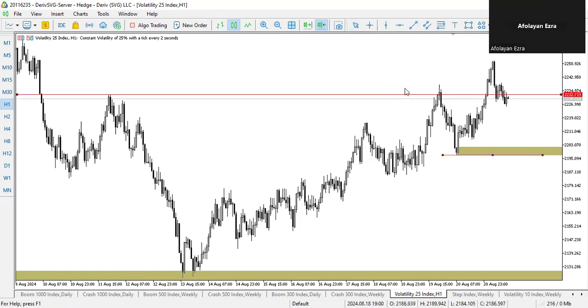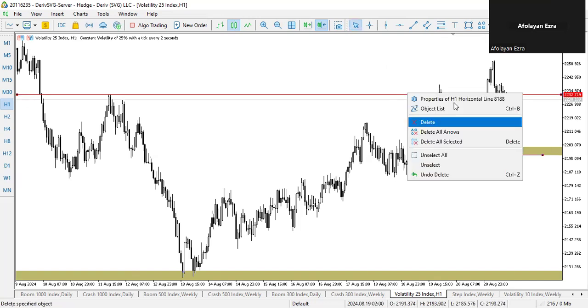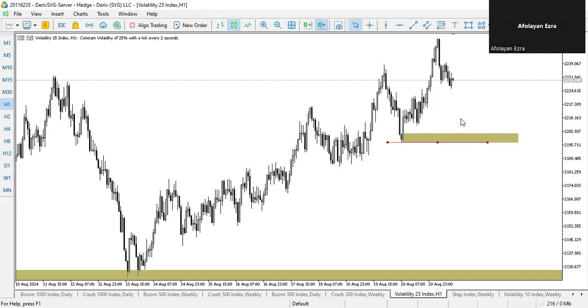All right, that's amazing. So you can join the trade from there. So I would be joining this trade from here, then buy to the upside. So if you want to buy this VIX25, you should buy from here to the upside. Why? This is a very good order block.